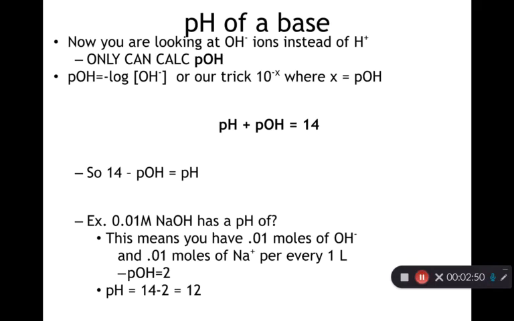Because it is a strong base, and the OH is more concentrated than the acid, you do need to know that the pH could not possibly be 2. So remember, you have to subtract from 14 when you have a base, and the base is more concentrated than 10 to the negative 7.